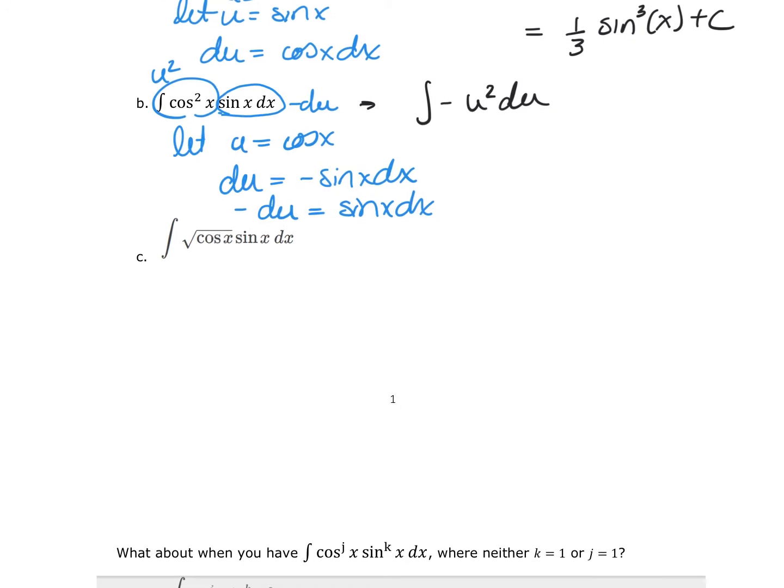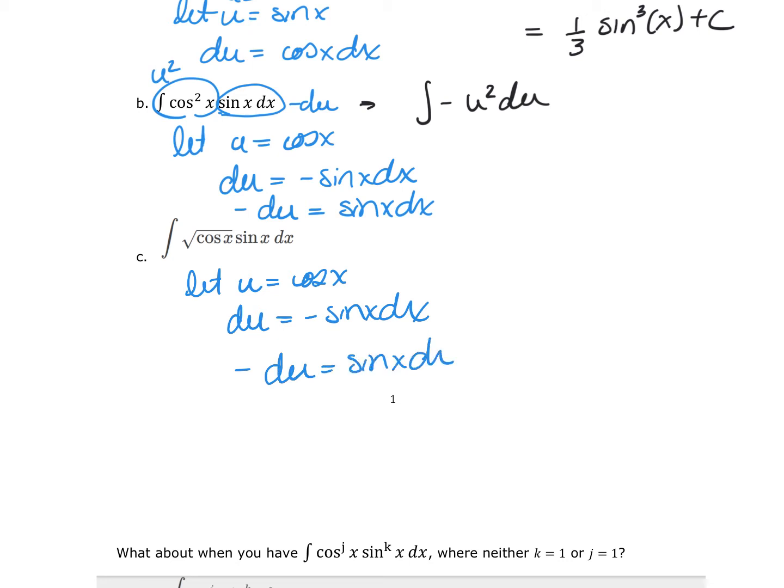C is similar, of course. It has a power of 1/2, so we're going to let u equal the cosine because it has the power other than 1. And du is equal to a negative sine x dx. And of course, this becomes a negative du is equal to the sine of x dx. So the sine x dx gets replaced with a negative du. This gets replaced with u raised to the 1/2. And so this integration is the integration of negative u raised to the 1/2 du. And again, I'll let you go ahead and finish that one off. Don't forget to back substitute.